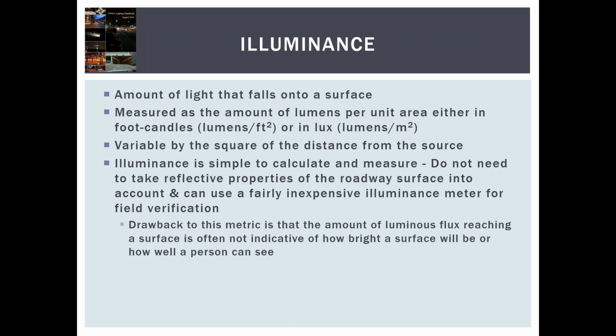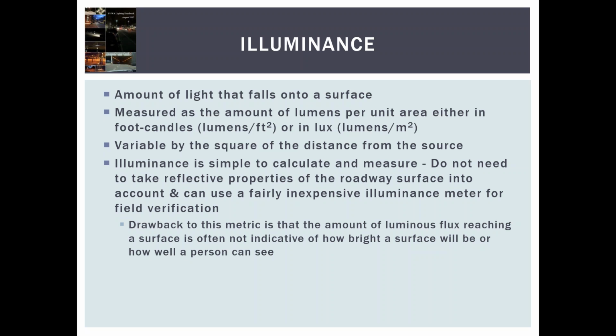First, we need to talk about some terms that are important to know. The first one is illuminance, which is the amount of light that falls onto a surface. Illuminance is measured as the amount of lumens per unit area, either in foot candles, lumens per square foot, or in lux, lumens per square meter. Illuminance is variable by the square of the distance from the source.